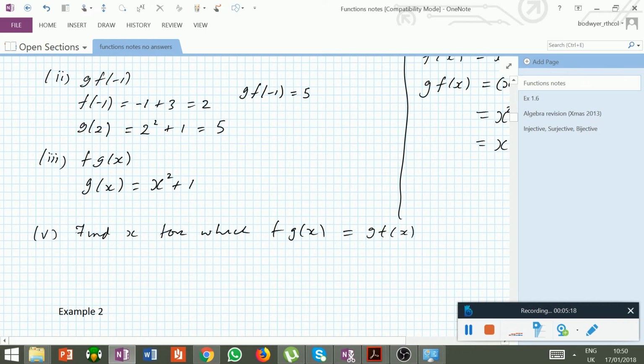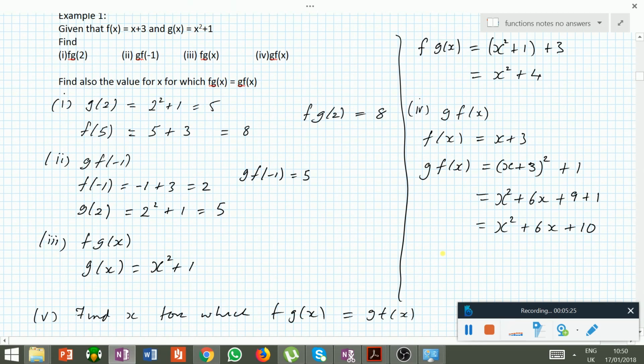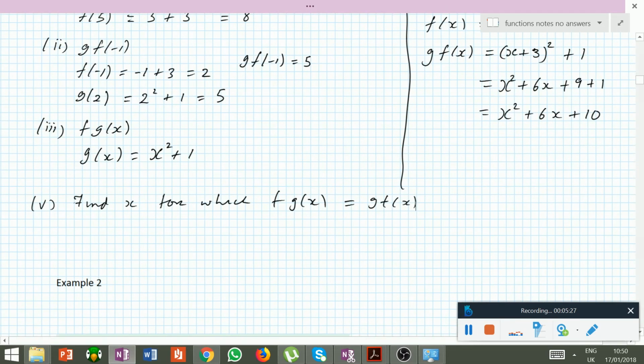Now we've already had the answers to these up here. FG of X is X squared plus 4.